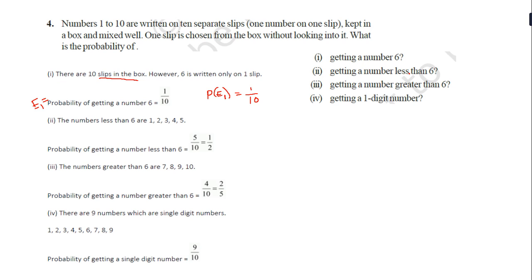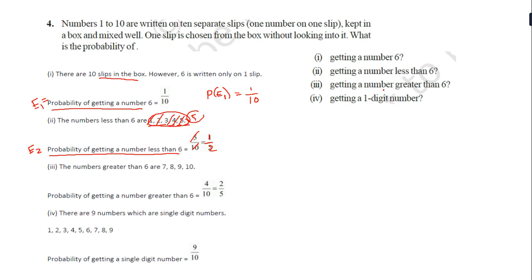Second, getting a number less than 6. So that is E2. Probability of getting a number less than 6. How many numbers are less than 6? That is 1, 2, 3, 4 and 5. So 5 numbers. So 5 by 10, we can say 1 by 2. So the probability of getting a number less than 6 is 1 by 2. Probability of getting number 6 is 1 by 10.